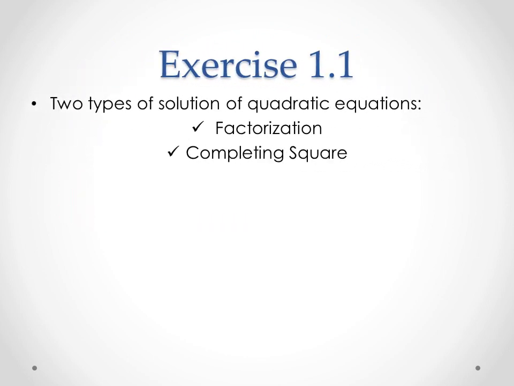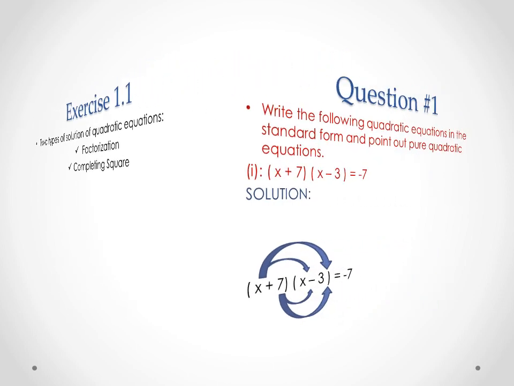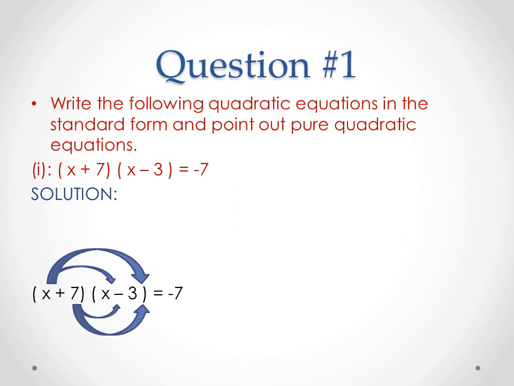Now coming to exercise 1.1. In exercise 1.1, we will do two types of solution of quadratic equation. One is factorization and the other one is completing the square. Talking about factorization, it's not a new thing to you. So question number 1 is: write the following quadratic equations in the standard form and point out pure quadratic equations.